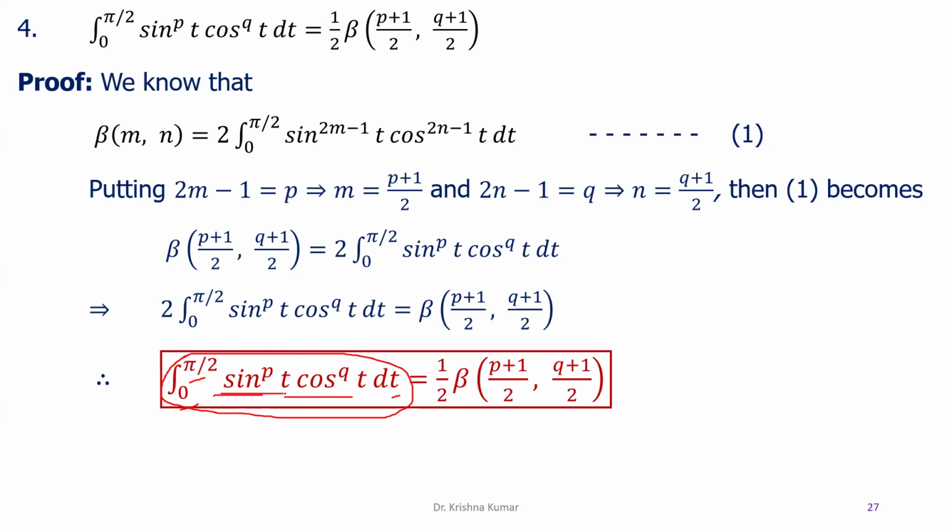In the reduction formula, the integral of sin^n t cos^m t dt under the limit 0 to pi by 2 requires m and n both to be positive integers. But if they are not integers, then we cannot apply that formula. We can apply this formula, which is true for all positive values of p and q. So this beta function is the extension of the reduction formula for the integration from 0 to pi by 2 of sin^m x cos^n x dx.